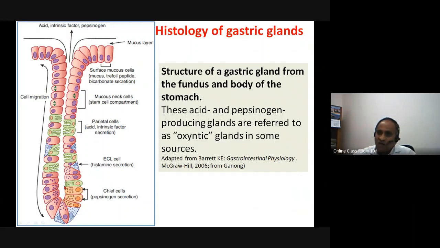Now we have another type of cells which is not shown here. These are called D cells. They are there in the antrum and the enteral area. Some of these cells migrate towards the surface, and some migrate to the bottom or the pit. This is one of the typical glands that secretes acid and pepsinogen, and this is known as an oxyntic gland.